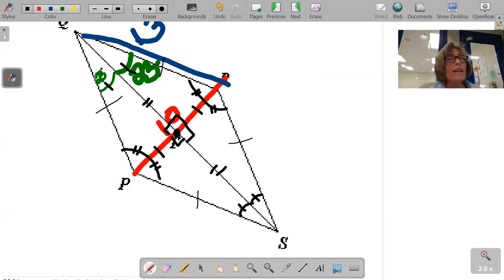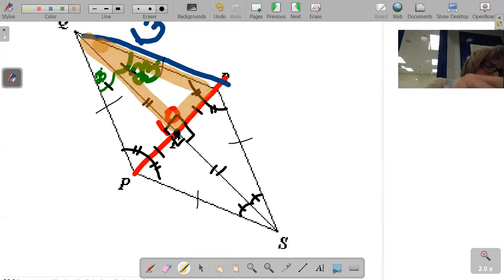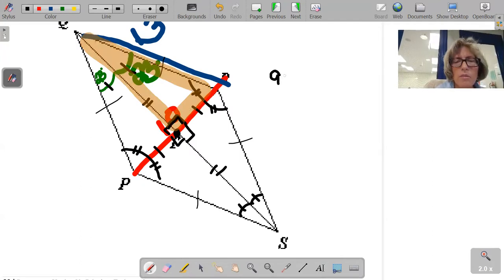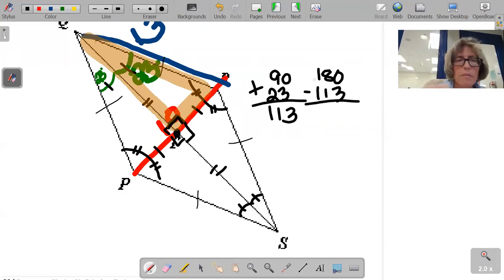And you're being asked to find everything possible. We're going to do angles first because angles are a little bit easier to work with. So right here, in this triangle, I have a 23 and a 90. I'm simply going to add 23 and 90 and take it away from 180. And I get 67 here.